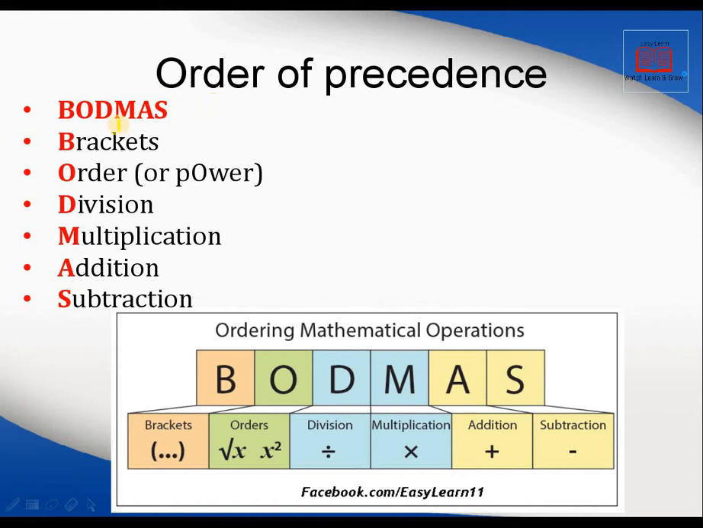Basically this is BODMAS. B stands for brackets, O stands for order. Order is basically, as you can see here, in the form of a square or a power. A square root is also a power, because when you replace the square root, x becomes x raised to the power 1 by 2. D is for division, M for multiplication, A for addition, and S for subtraction. This is the first rule.